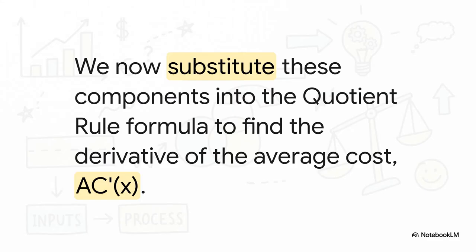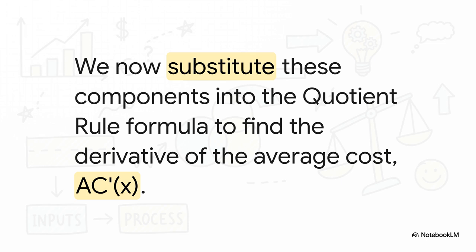Now we just assemble the puzzle using our mnemonic. Remember, low d high becomes x times our d high function, 10 plus 0.04x. From that, we subtract high d low, which is our whole high function, 1,500 plus 10x plus 0.02x squared, times 1. And all of that goes over the square of what's below, which is just x squared. Now, if you do the algebra carefully, you distribute the x and combine your terms, you get to the final derivative. AC prime of x equals 0.02x squared minus 1,500 divided by x squared.